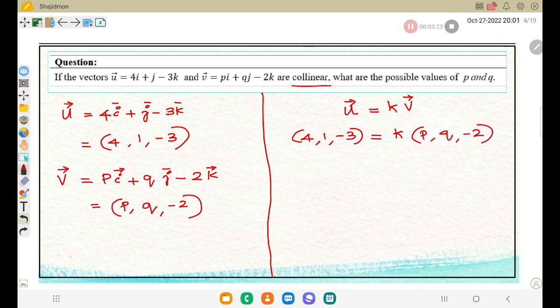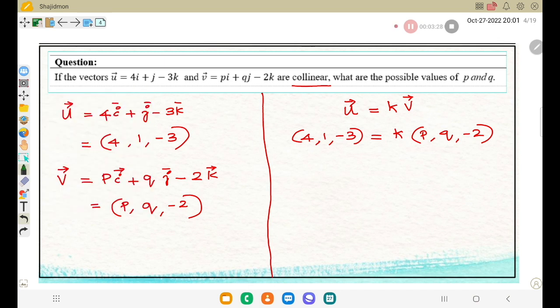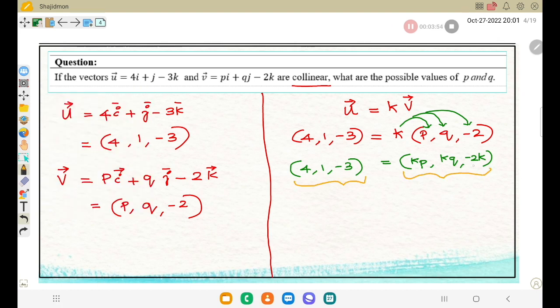It is already collinear. Now we need to calculate the p and q values. Multiplying k inside the components, we get kp, kq and minus 2k, equal to the vector (4, 1, minus 3), correct? What is given here? This vector equals this vector. Equal means the first component should be the same, the second component should be the same, and the third component should be the same.